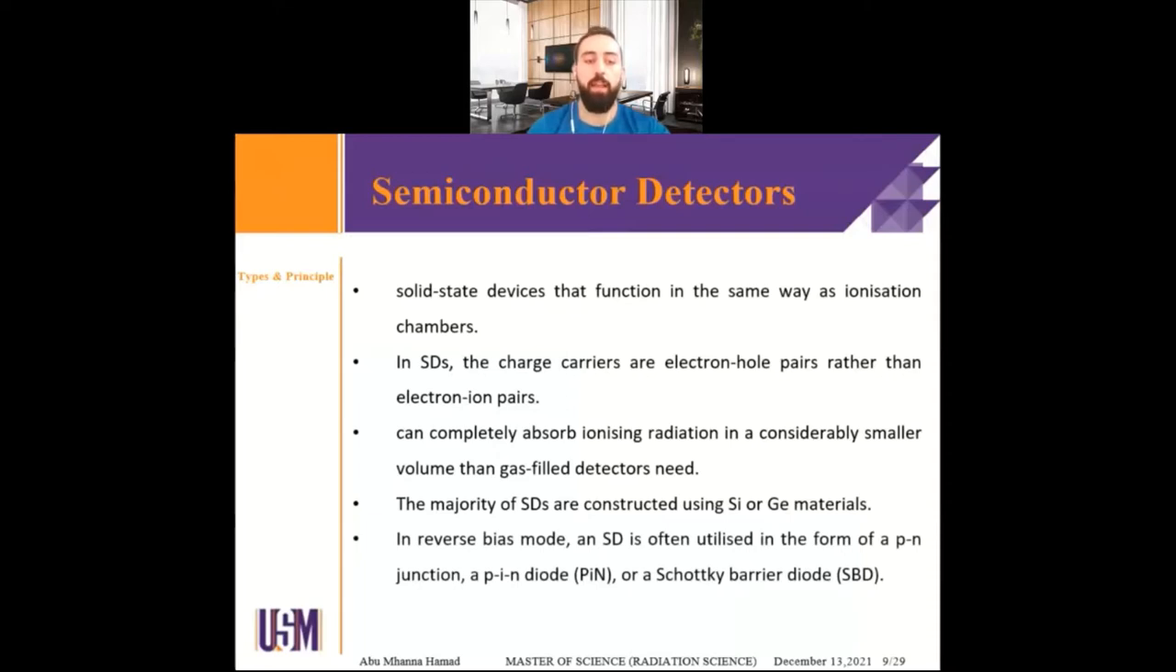Finally, in reverse bias mode, a semiconductor is often utilized in the form of a PN junction or Schottky diode. Ionizing radiation ionizes atoms and travels through the semiconductor, resulting in the formation of a free electron-hole pair.